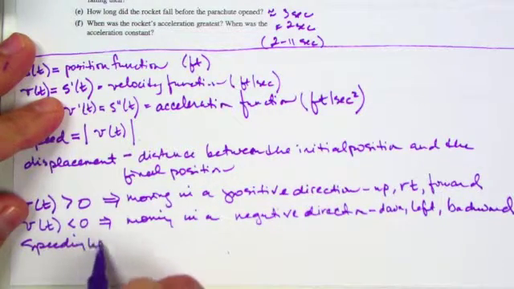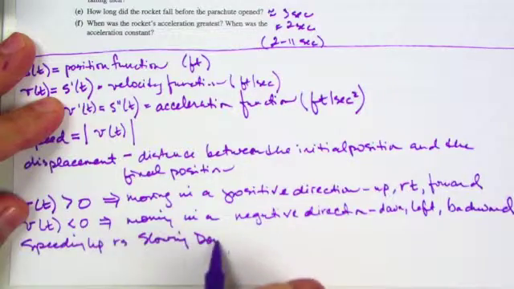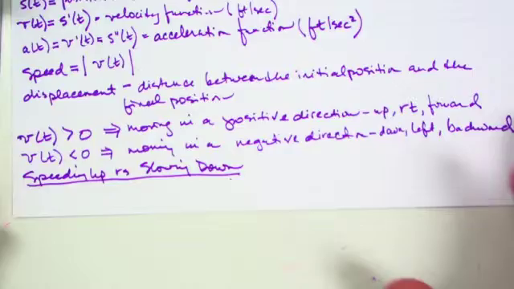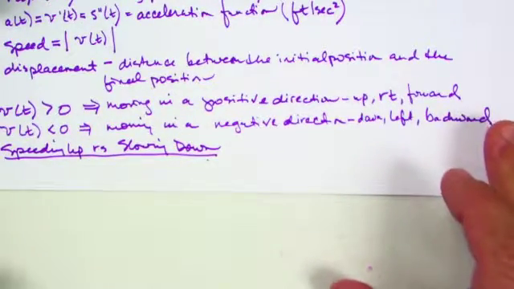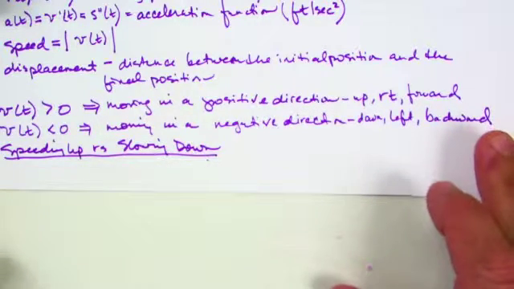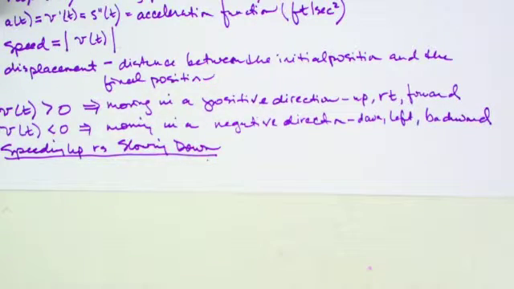Speeding up versus slowing down. By the way, you will have at least one, if not more than one, question on the AP test that asks you whether something is speeding up or slowing down. And the way that you justify your answer in order to get credit is by doing exactly what we did here, talking about the signs of velocity and acceleration.